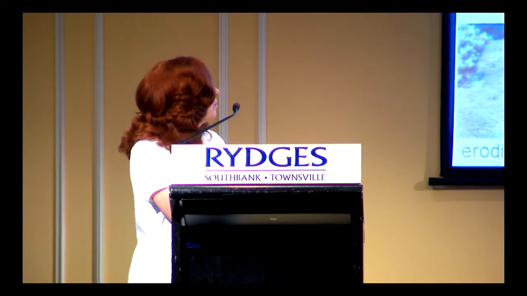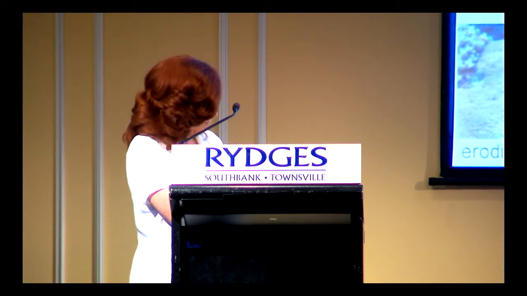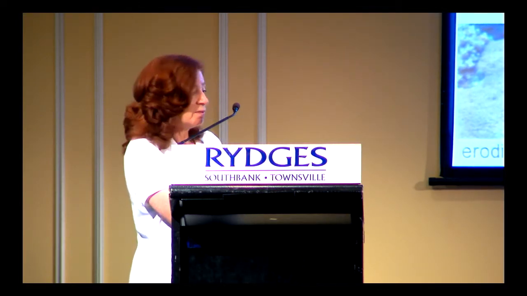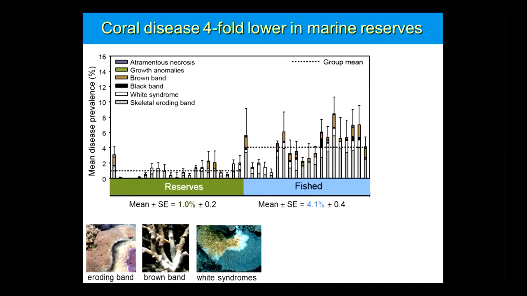The prevalence of disease at fished sites was 4.1%, so 4 times higher than the level of disease that we saw at reserves. In particular, it was these first 3 diseases that were reduced in the marine reserves. The other 3 diseases, their prevalence did not really change between the different zones. These first 2 diseases are the ciliate diseases that we've been showing evidence that links to injury. And I've just shown you that white syndromes can be linked to sediment.